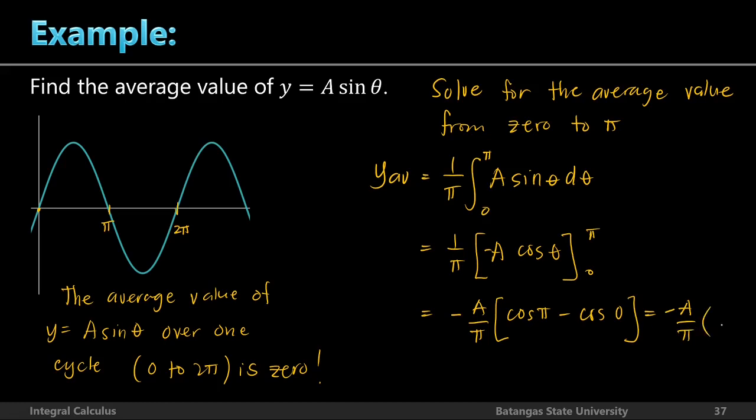When we compute that, that will be negative a over pi. Then, cosine of pi is negative 1, and then minus cosine of 0 is 1. Right? We get negative 2 here. Negative 2 times negative, positive, right? So, that means that the average value that we will get is equal to 2a over pi. So, that's it. This is now our answer. We now have an answer.